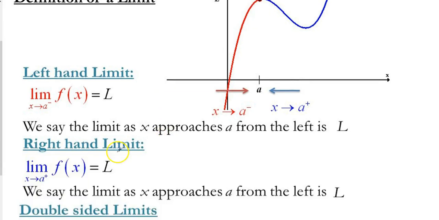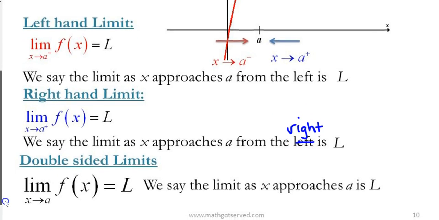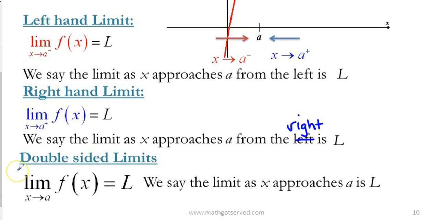Okay? So that's our left-hand limit, and that's our right-hand limit. I think there's a little typo. Let's make this a right. And then finally, the double-sided limit. So if the limit exists, the limit from the left and the limit from the right both approach the same value, L.